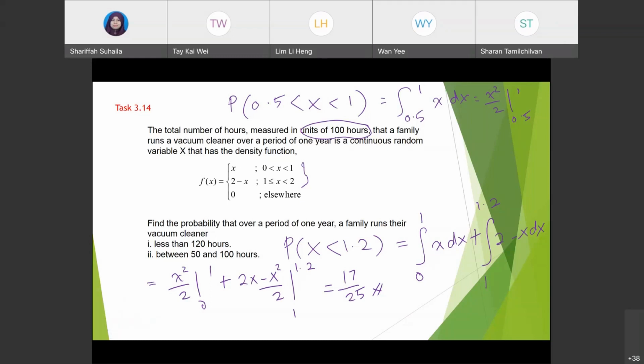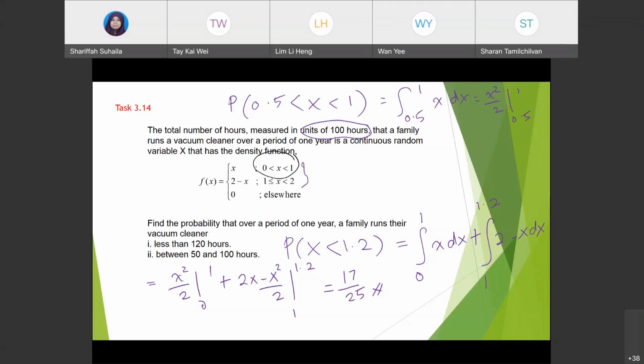So we already found this is a continuous random variable. We give you the values in terms of your range. Again, for less than 120, check that the question is in units of 100 hours, and we give you x between 0 and 1. So change 120 divided by 100, and we just solve x less than 1.2. It is the same for between 50 and 100: change to between 0.5 and 1, and then solve the integration. So that is the concept for continuous random variables.